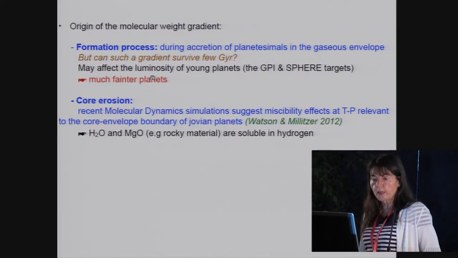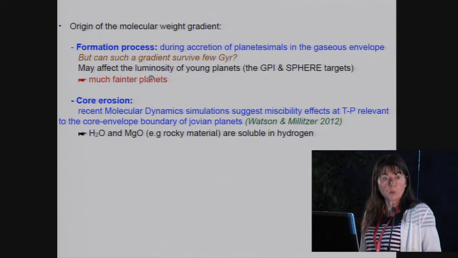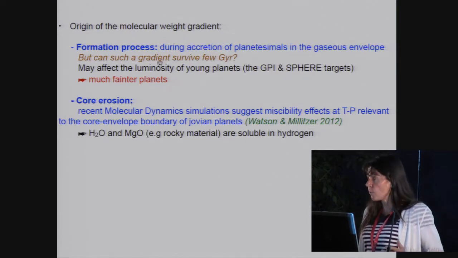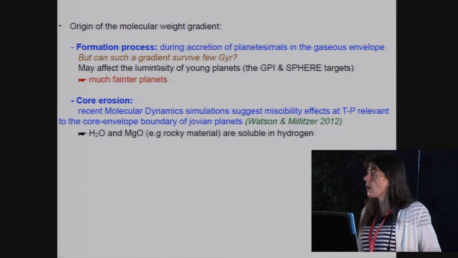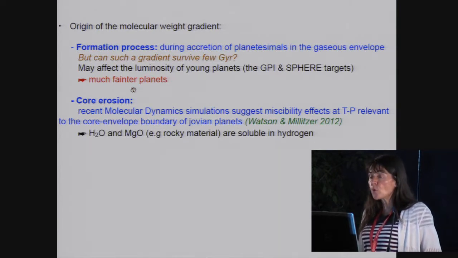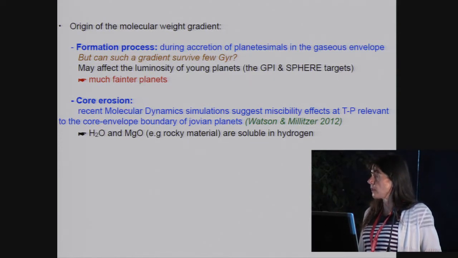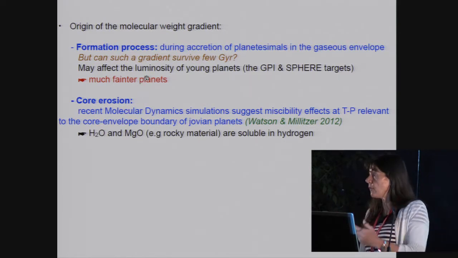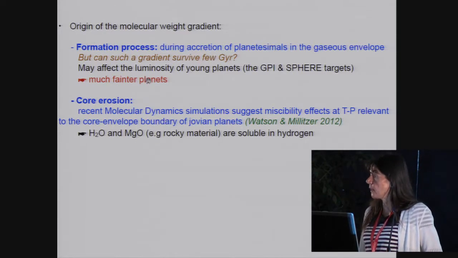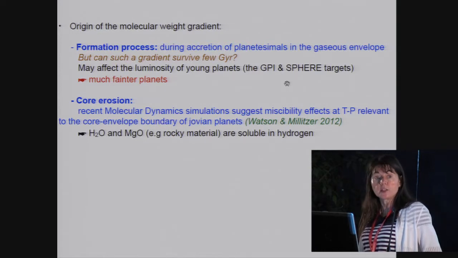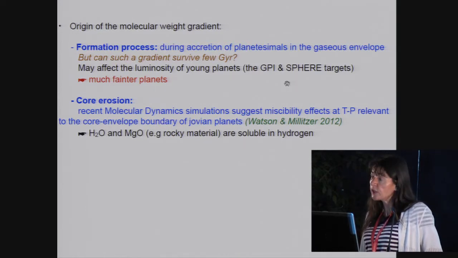I'm not sure I can believe that, but what is interesting is that if this process happens during the formation, then your molecular weight gradient could still survive at very young ages for your planet. And therefore, because the flux will be inhibited and will not be transported, those planets which would have layered convection would be much fainter than fully adiabatic planets. And this is exactly the type of targets that GPI and SPHERE could reach and eventually test this hypothesis.